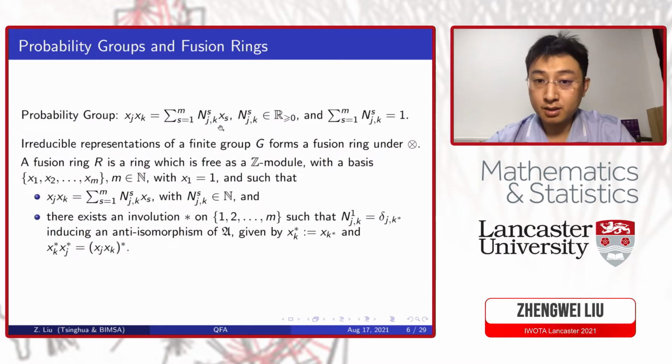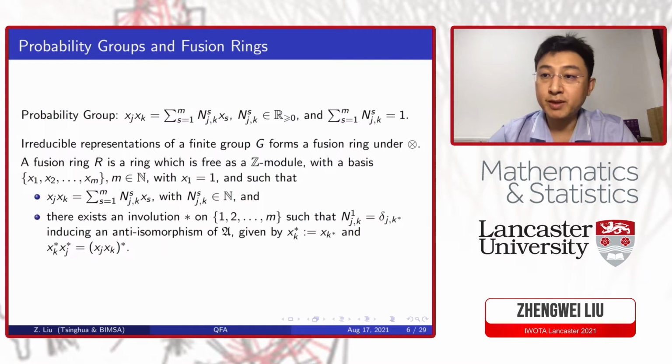It's a little bit stronger than this definition. It's called fusion ring. So where is it from? If we have a finite group, like the permutation group S3, then we can look at the irreducible representations of the group. Like for permutation group S3, it has 3 different irreducible representations. And then if we take tensor product of those representations, the tensor will decompose into direct sum of irreducible ones. So under the tensor product, those irreducible representations form a ring called the fusion ring.